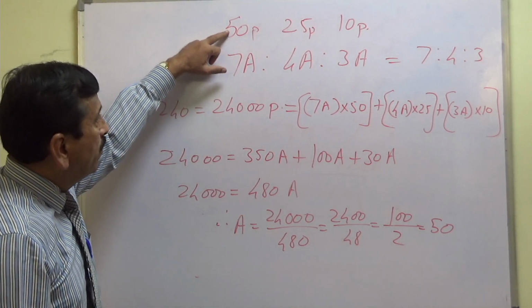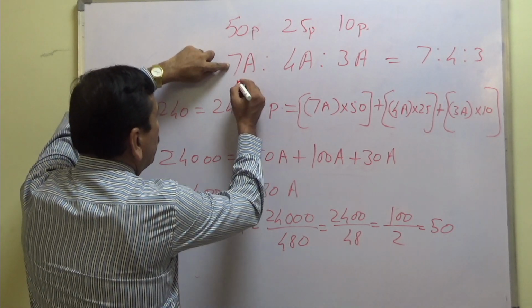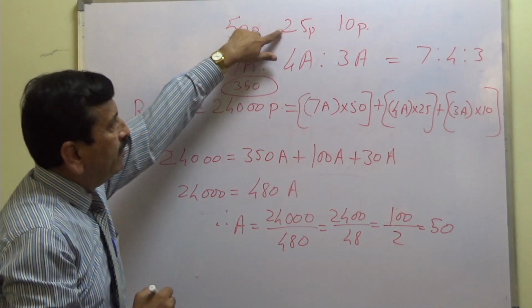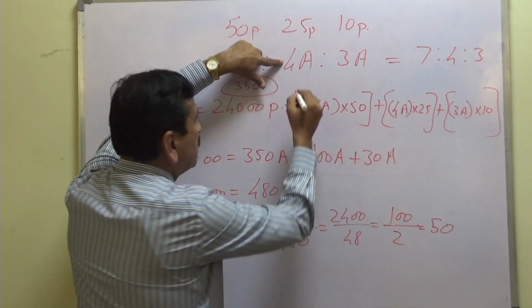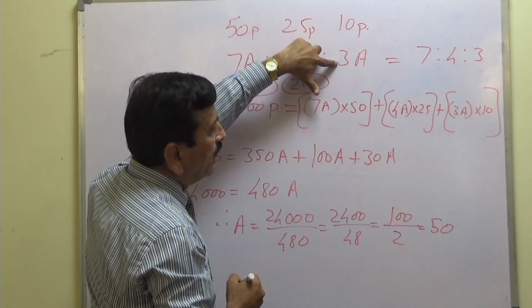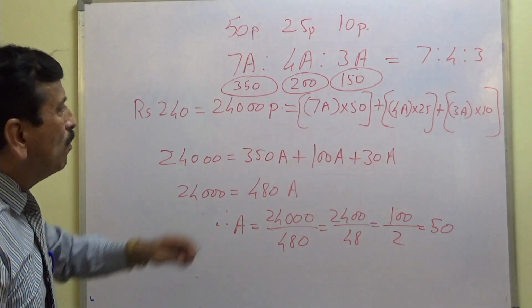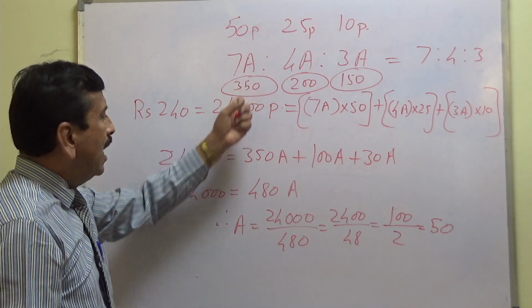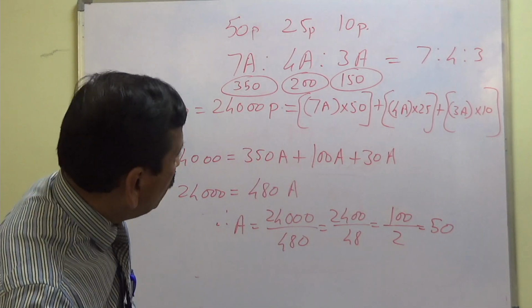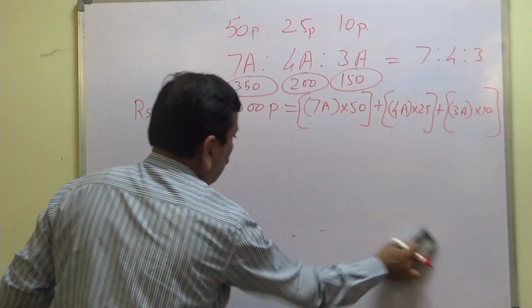Means 50 paise coins are 7A, A is 50, so total coins I am having 350. 25 paisa coins 4A means total coins I am having 200. 10 paisa coins 3A means total coins I am having 150. And the moment I get the number of coins, I can put them into value and I can get the answer.